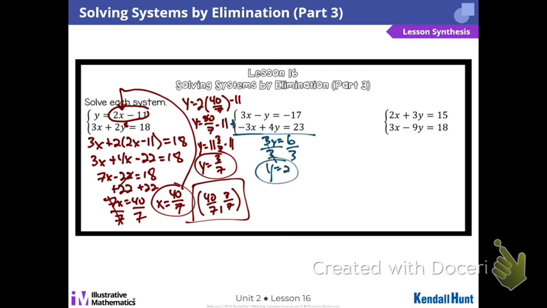So y is 2. Once I know y is 2, it doesn't matter where you put it. I'm going to put it right there. 2 steps to get x alone now. If 3x is negative 15, what is x?